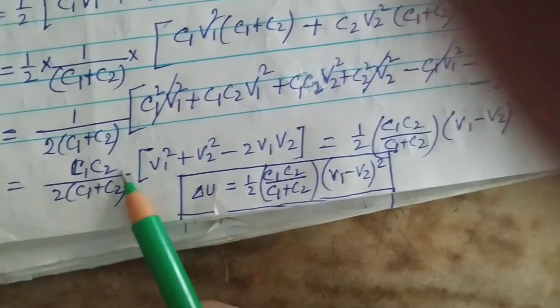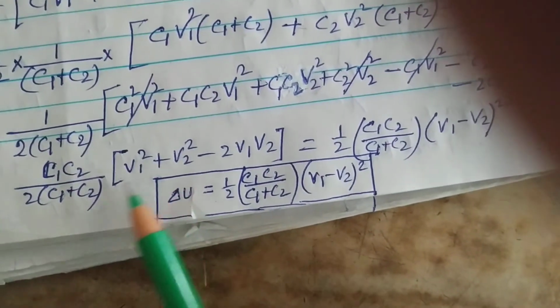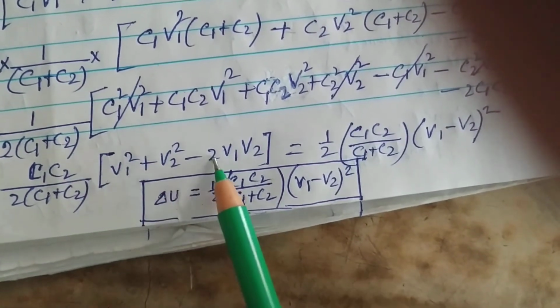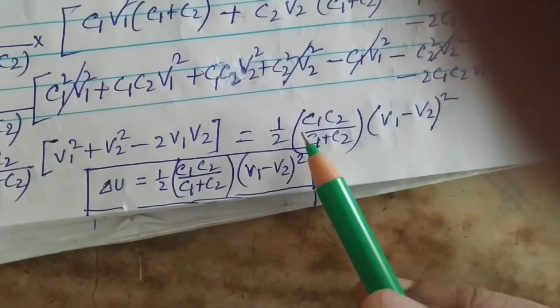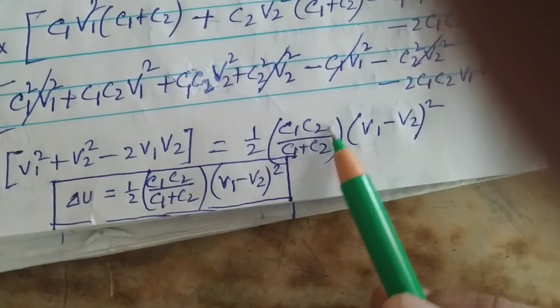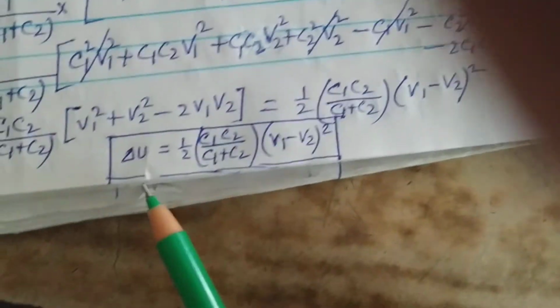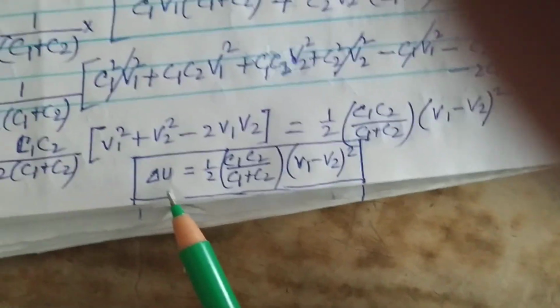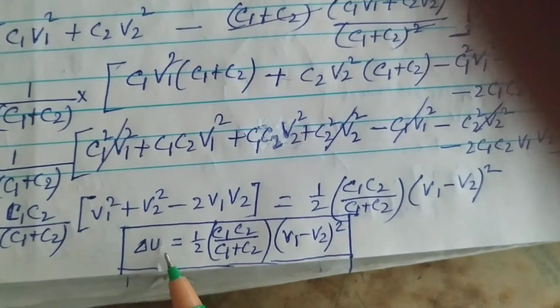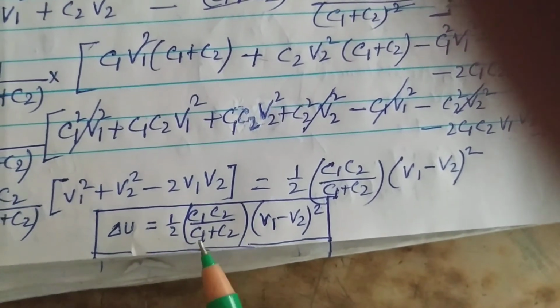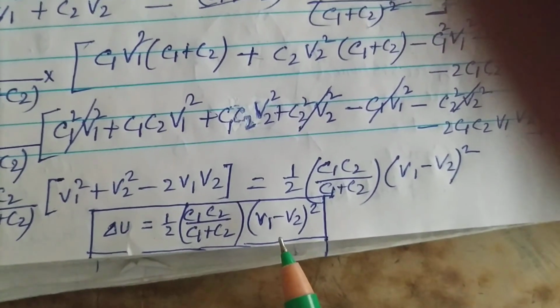So C1 C2 is taken common, and therefore it is half C1 C2 by C1 plus C2 into V1 square plus V2 square minus 2 V1 V2, and that is half C1 C2 by C1 plus C2 into V1 minus V2 whole square. Therefore delta U, that is the loss of electrostatic potential energy, is half C1 C2 by C1 plus C2 whole into V1 minus V2 whole square.